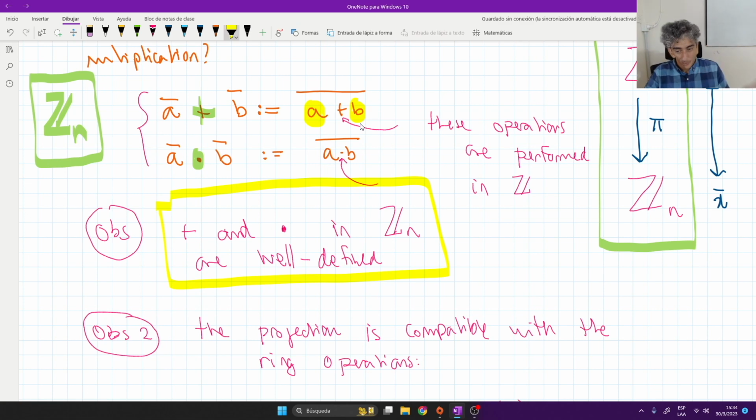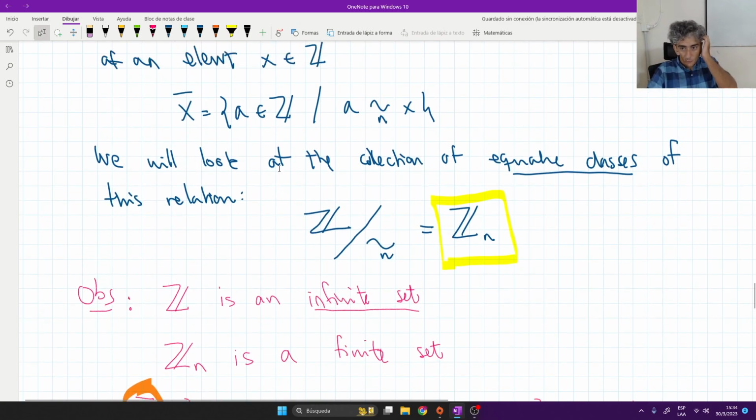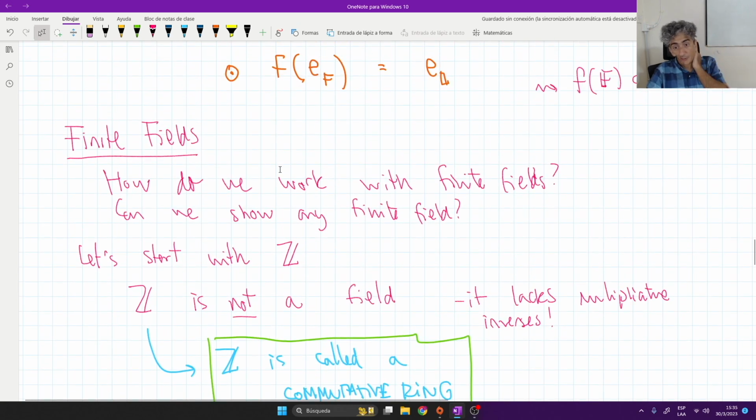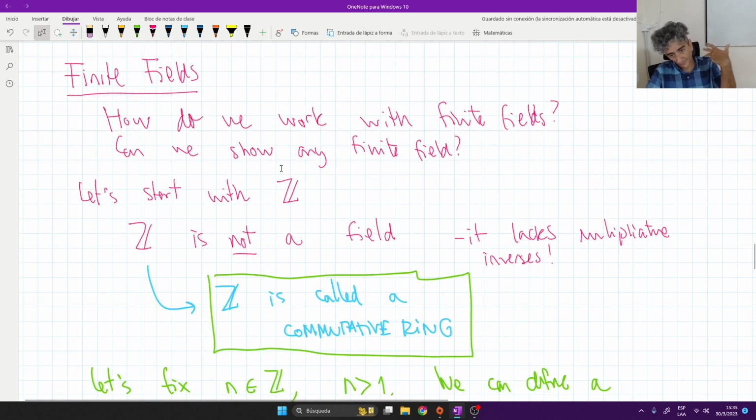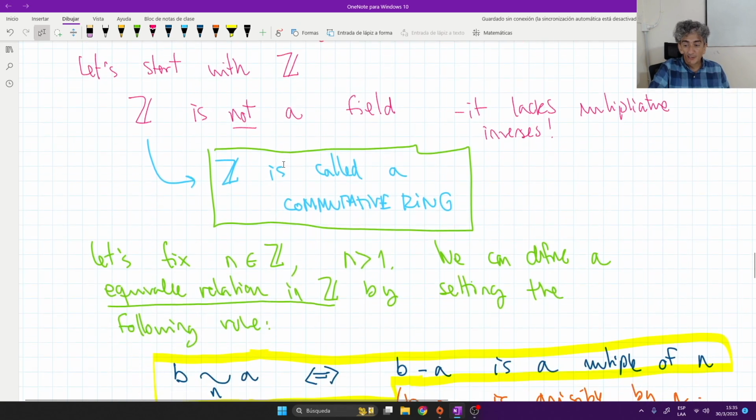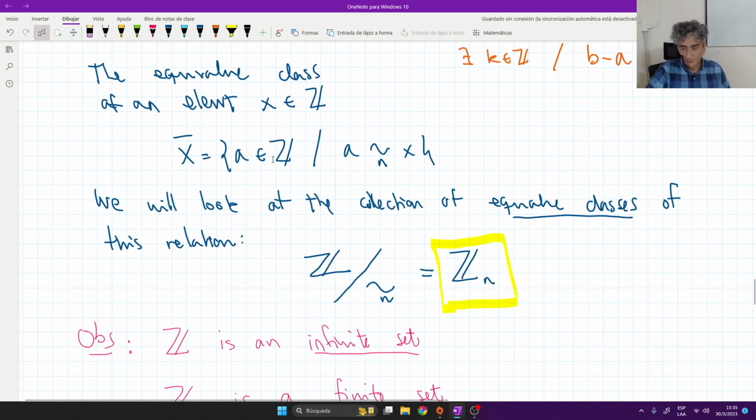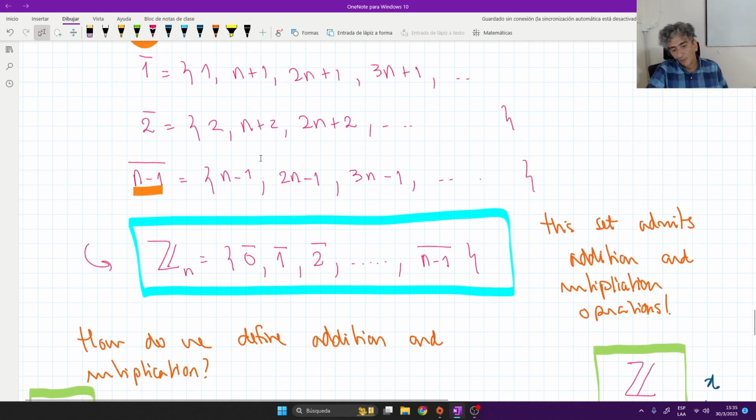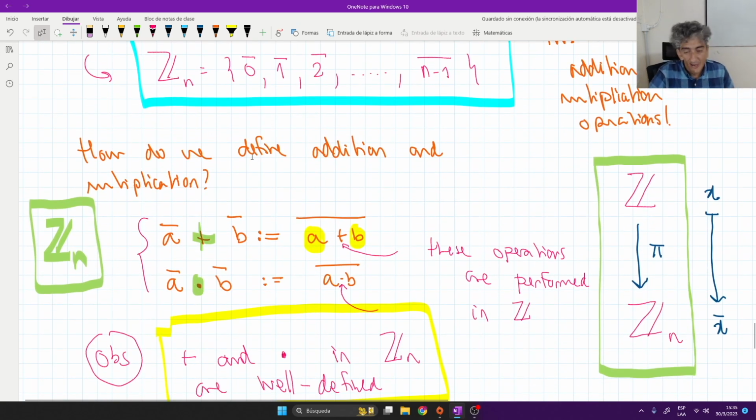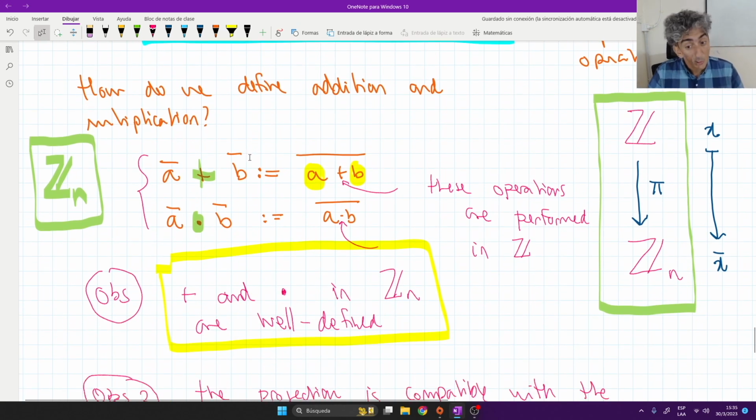But in the bigger picture, once we get over that detail, we start with a commutative ring, that's Z, and using an equivalence relation, we find a finite set, which is the set of the equivalence classes, that can be endowed with addition and multiplication, in such a way that it becomes also a ring.